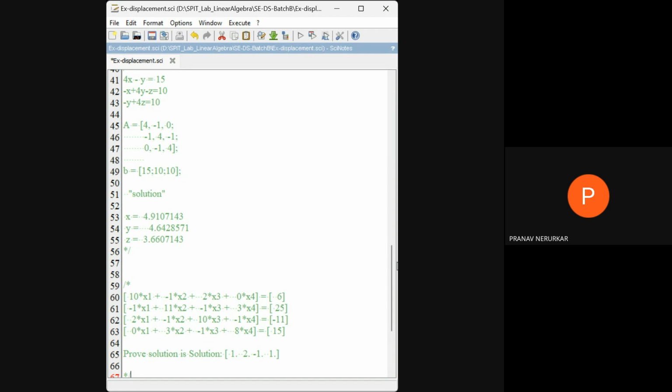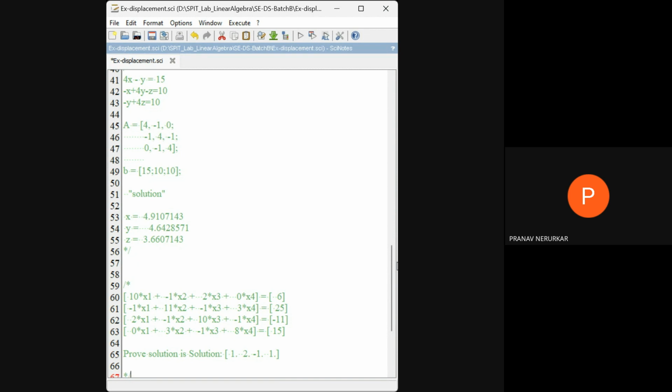minus x2 plus 2x3 equal to 6. Then minus x1 plus 11x2 minus x3 plus 3x4 is equal to 25. 2x1 minus x2 plus 10x3 minus x4 equal to 15, and 3x2 minus x3 plus 8x4 is equal to 15.